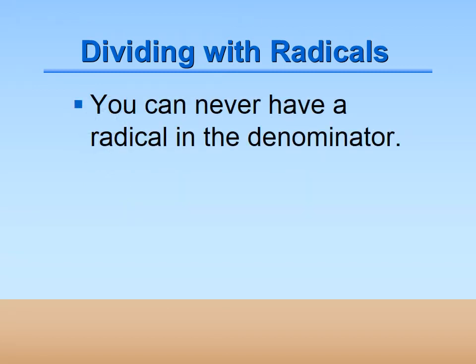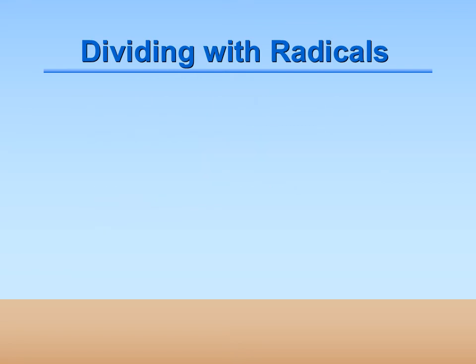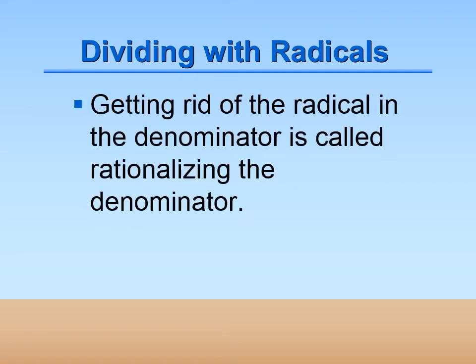Okay, so we talked about how you can never have the radical in the denominator, and the easiest way is to use that property and divide evenly. But what if it's not going to divide evenly? Well, there are other ways. We can eliminate the radical by rationalizing the denominator, as it's called. Getting rid of the radical in the denominator is called rationalizing the denominator. You need to know that phrase, rationalizing the denominator.